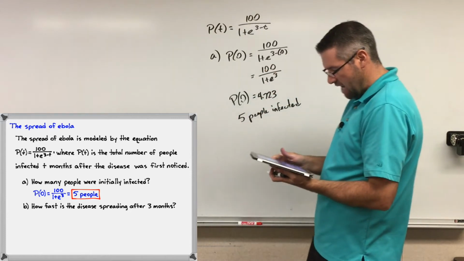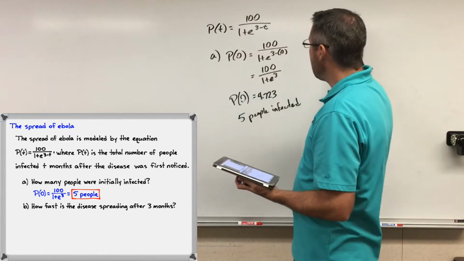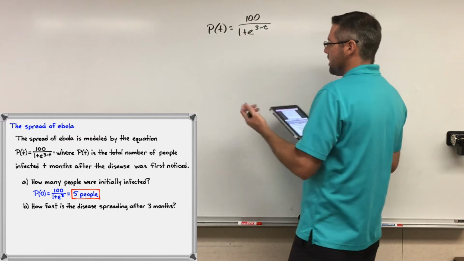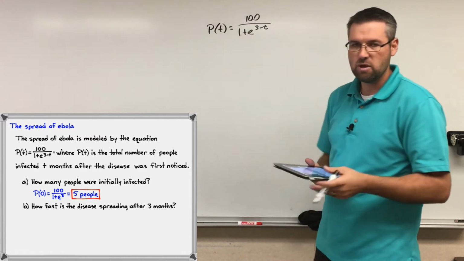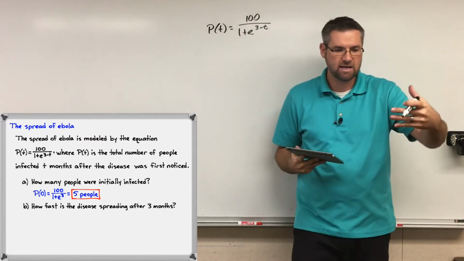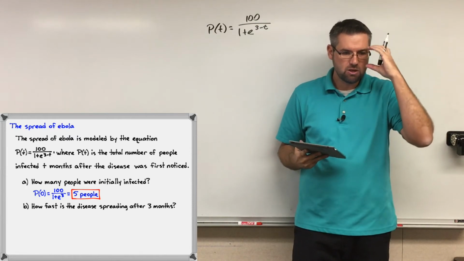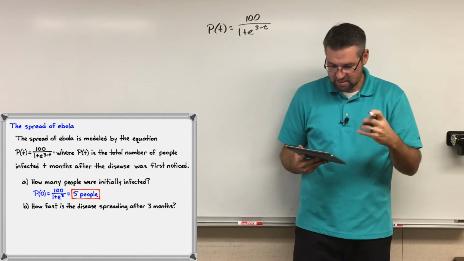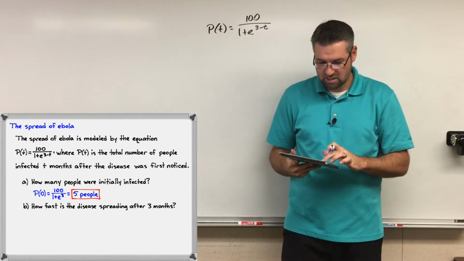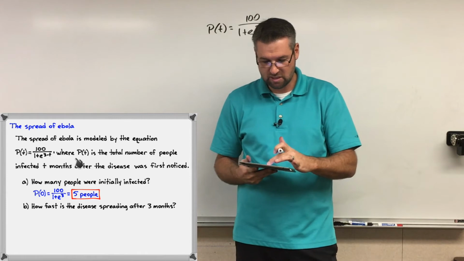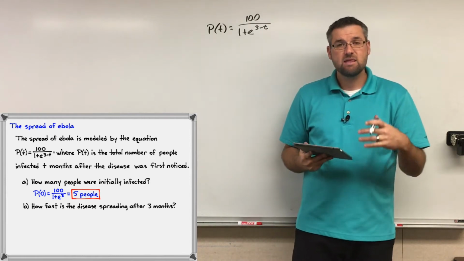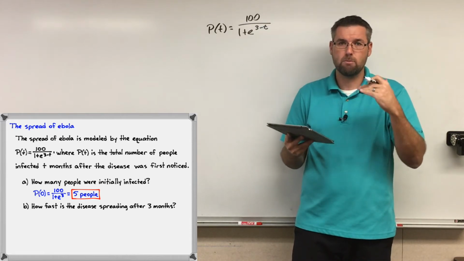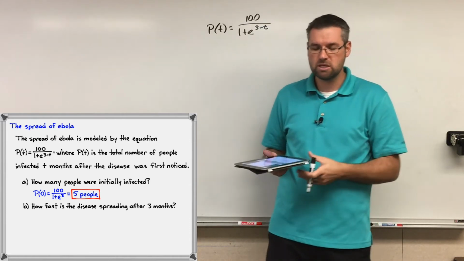B, it says, how fast is the disease spreading after 3 months? Well, if you break down the sentence, it says, how fast? Thinking of the units, if P represents people and T represents months, then the rate, how fast it's spreading, would be people per month. And so that tells you what you need to do.